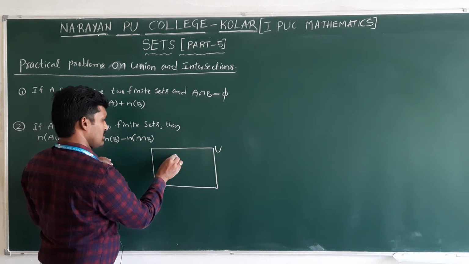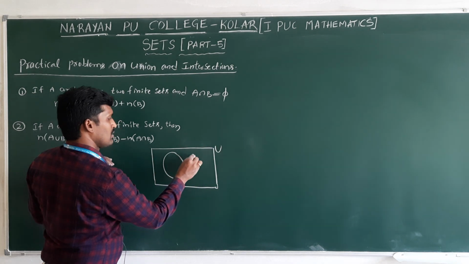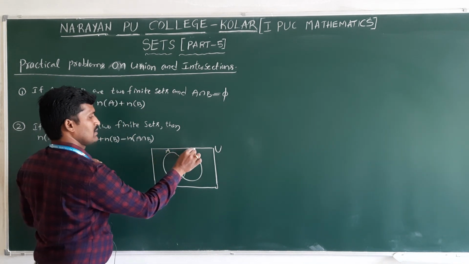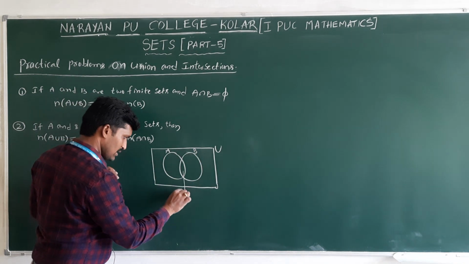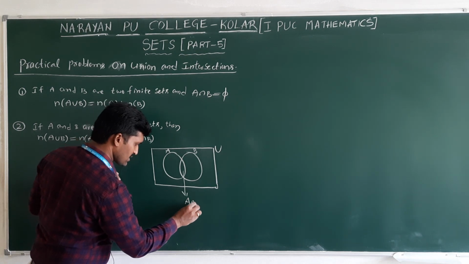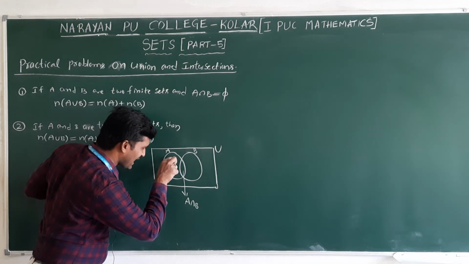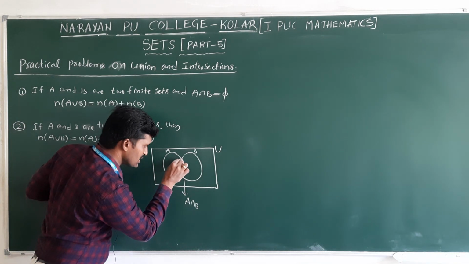This is the universal set. This is set A. This is B. This part is A intersection B. Only this part is what? Only A but not B. I am talking about this part.